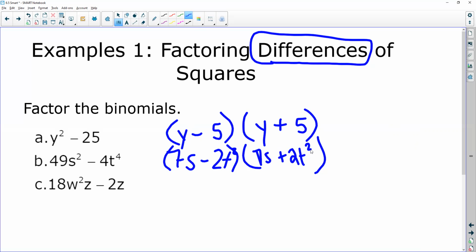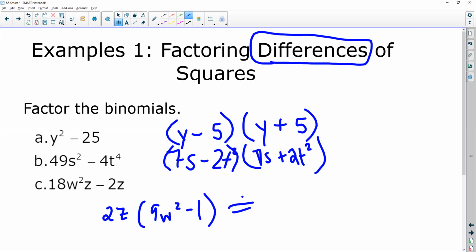You look at the last one, it's not a perfect square, right? But there are common terms. So I'm going to take out the common terms first. It's 2z. And once I do, I get 9w squared minus 1. That is a difference of squares because 9 is a perfect square, w squared is a perfect square, and 1 is a perfect square. 1 times 1 is 1.